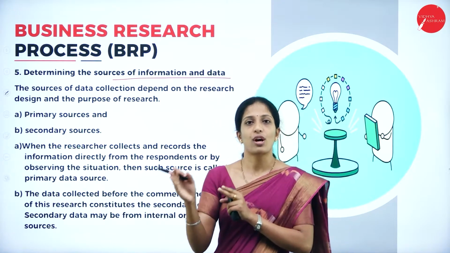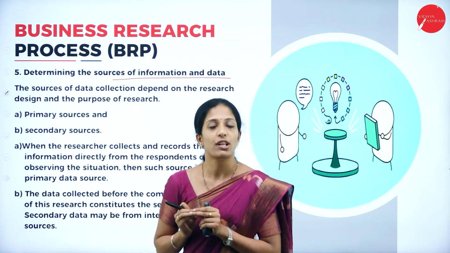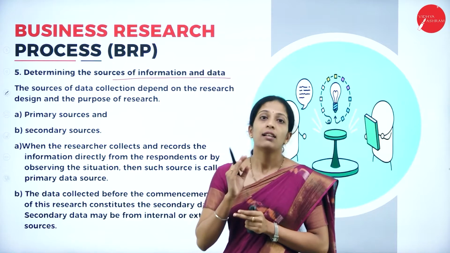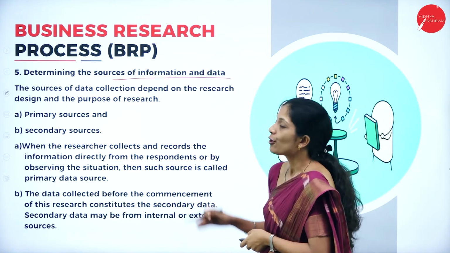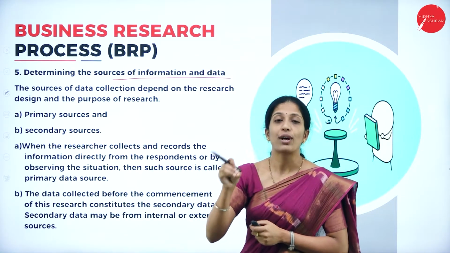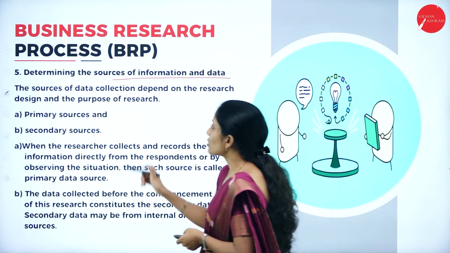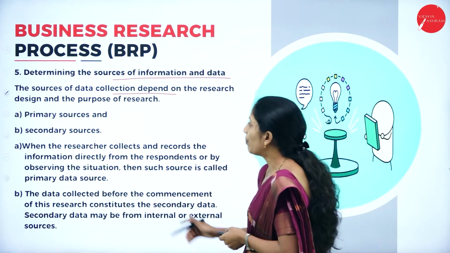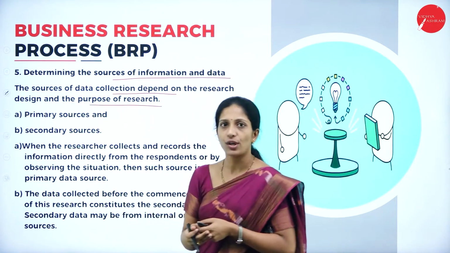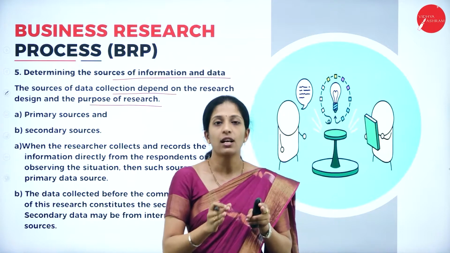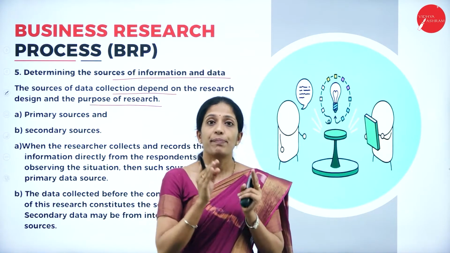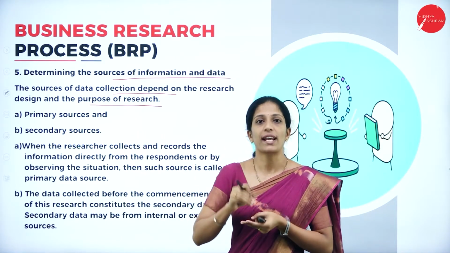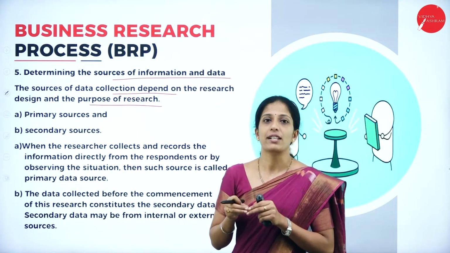Of course, in order to solve a particular problem, we need sufficient information, correct? How am I going to collect that information? That is known as what? Determining the sources of information. From where do I get the information? So the sources of data collection depend on the research design and the purpose of research. So already I have prepared a research design or the research plan, correct? Based on that, I'll decide what the sources of data are. From where do I get the information for my particular problem?